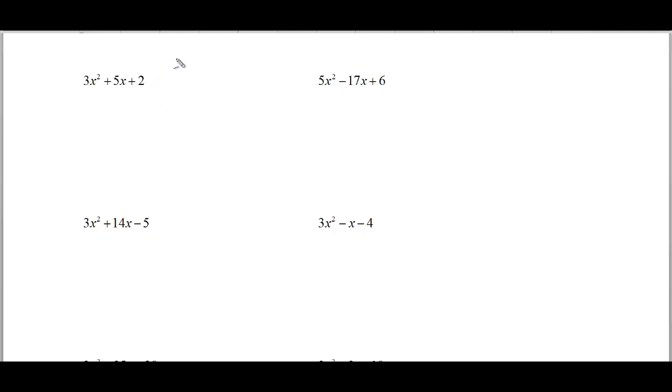It's going to be 6, and let's list the factors of 6: 1 and 6. Well, 1 and 6 doesn't make 5, 1 and 6 make 7, but 2 and 3 make 5, and so let's go set this up.